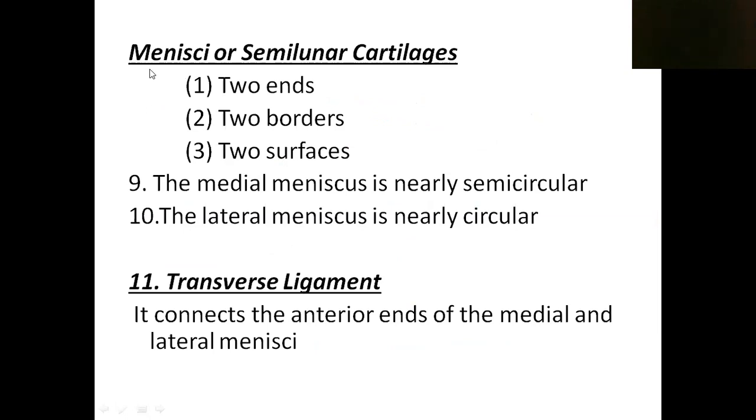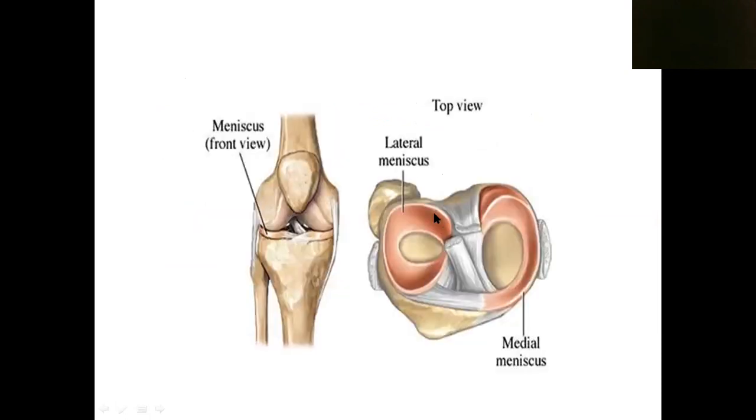Now the meniscus, we are going to see the meniscus. We have two menisci, one lateral meniscus and one medial meniscus. See, this cartilage piece seen between these two bones, femur and tibia. These two pieces of cartilage are known as menisci. This is the lateral meniscus and this one is the medial meniscus. Here in this image, the lateral meniscus and medial meniscus.